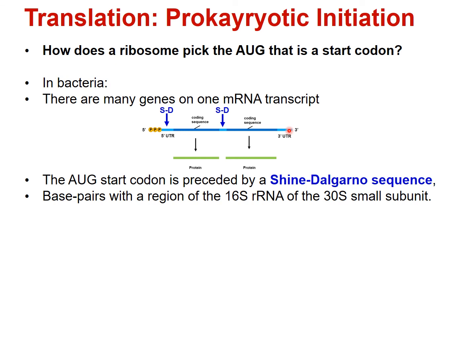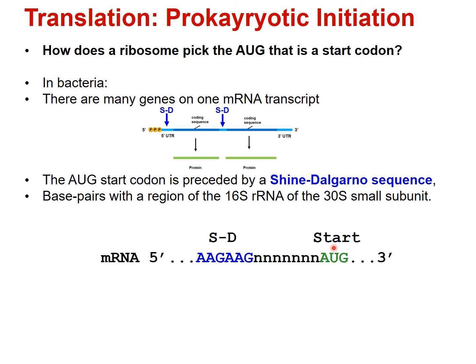So there are start codons at the beginning of both of these coding sequences, and there's a Shine-Dalgarno sequence which is upstream from those. To remind you, this is a sequence that exists in the messenger RNA. The Shine-Dalgarno sequence is in the messenger RNA, and it will form a base pair with a portion of the 16S ribosomal RNA in the small 30S subunit.